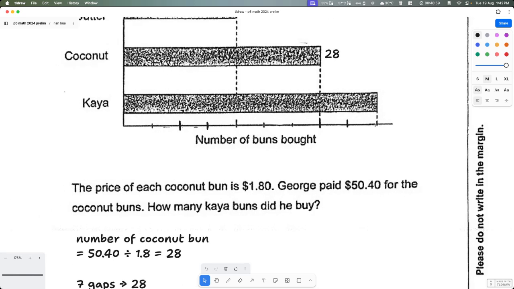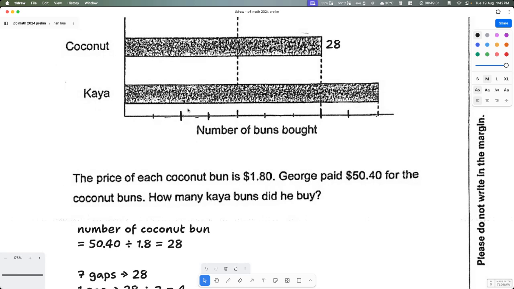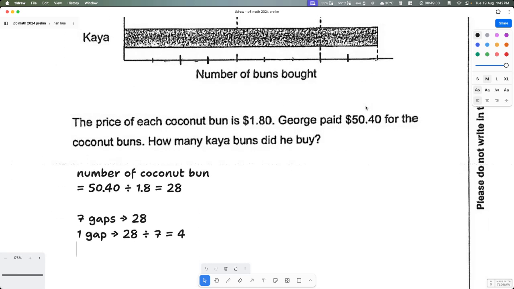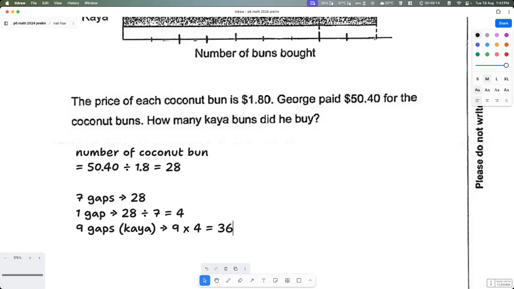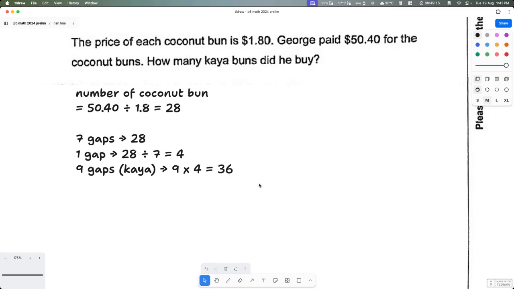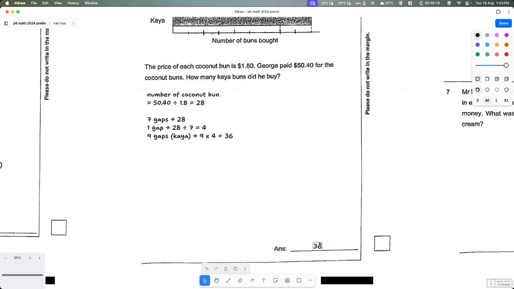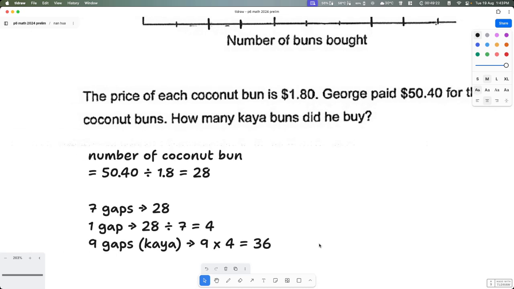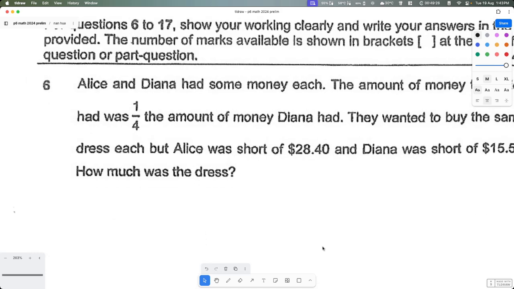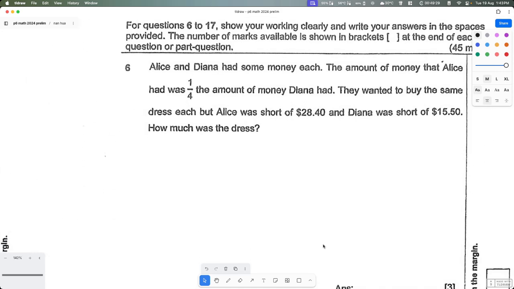Now we need to know how many gaps kaya has. We have 7 here, 8 and 9. So 9 gaps for kaya is equal to 9 times 4, and this will give us 36. There you go, so he bought 36 kaya buns. Yum yum. All right, let's move on to the next question. Question number 6. It's going to get a little bit tougher.